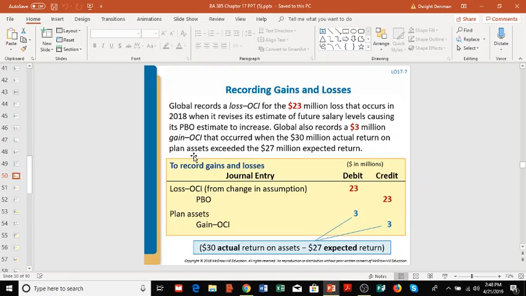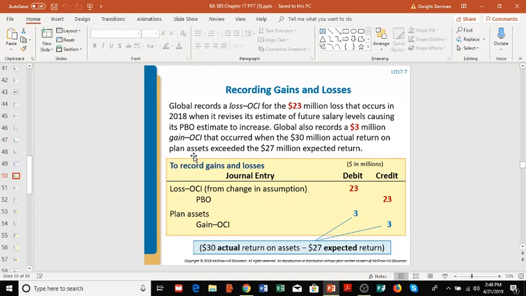And then the other thing we had was a difference in the return on plan assets. The actual was 30 million return versus expected of 27 million. So we add.